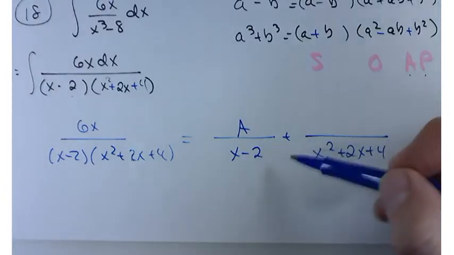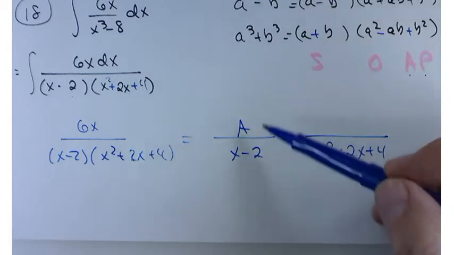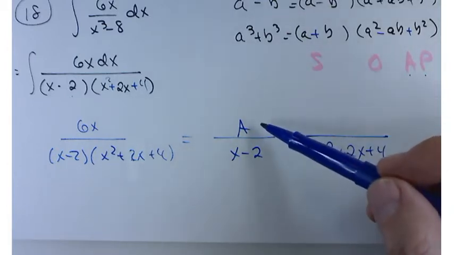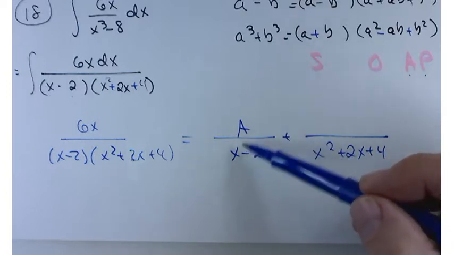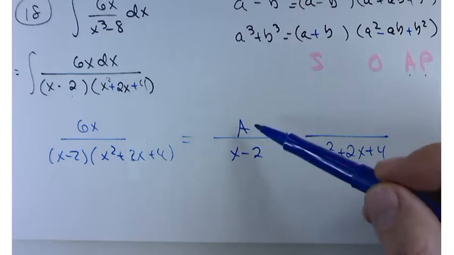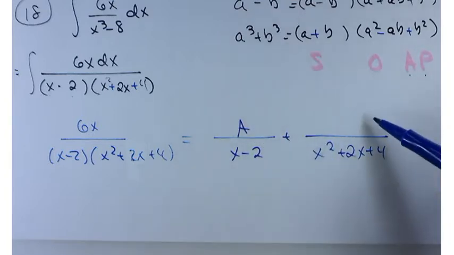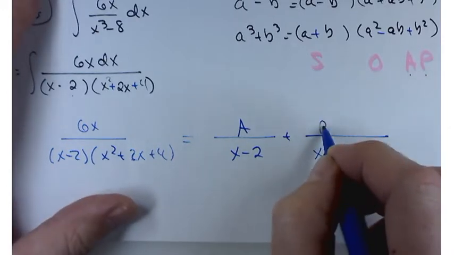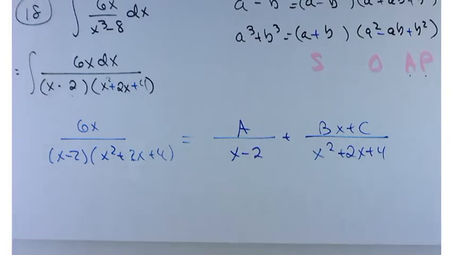The relationship between numerator and denominator is that the numerator is 1 less of degree than the denominator. So if this is to the first power, this is a constant, or to the 0 power. If this is x squared, this has to be a linear term, right? And so a general linear term would be Bx plus C. So that's your partial fraction decomposition for this one.